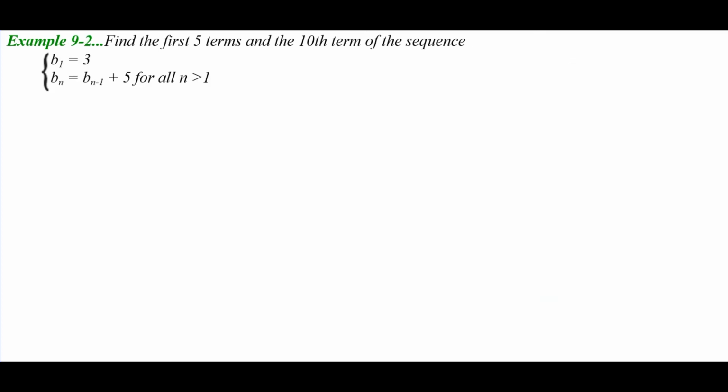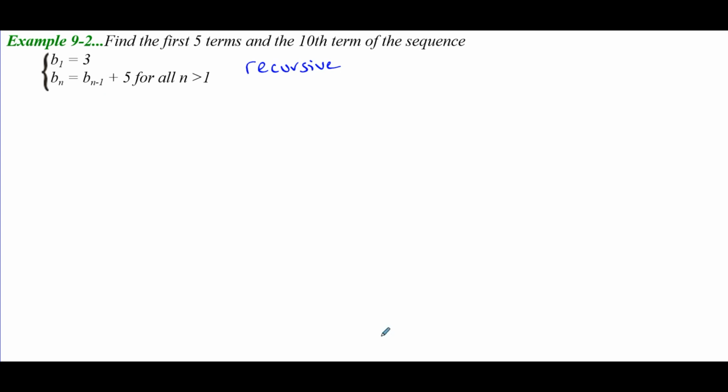All right, second example, we're going to do the same thing here. We're going to find the first 5 terms and the 10th term of a sequence. So here, remember, this is a recursive sequence. And we know this from two things. First of all, there's more than one equation. So always with a recursive sequence formula, you're going to have at least two equations. And then the other thing is that in that second equation, you have the subscript notation. So we have b sub n minus 1. So that's another clue that tells you you're doing a recursive formula.